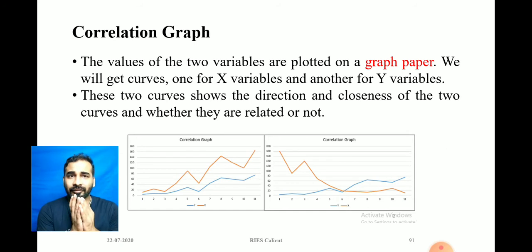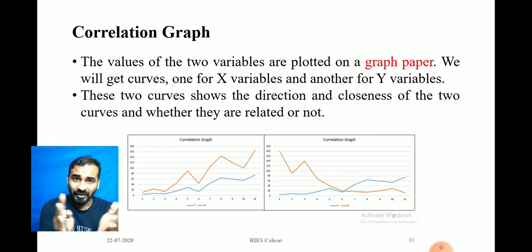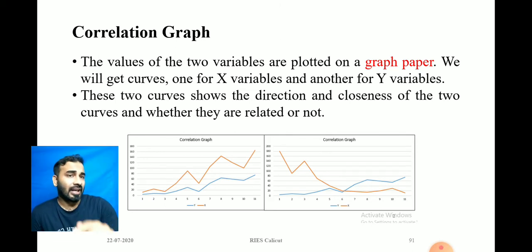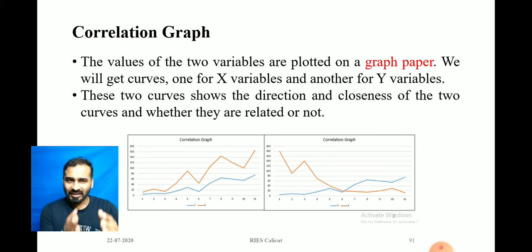If the values of two variables x and y are plotted on a graph paper, we will get two different curves, one for x and one for y. These curves show the direction and closeness of the two variables, and this will tell us how well these two variables are related or not. In the first graph, both variables are moving in different ways, but in the same direction, the positive direction. Both are increasing, even though the pace of increase is different. But in the second graph, one is increasing and the other is decreasing. So in the second case there is a negative correlation, but in the first case there is a positive correlation. So this is all about the correlation graph.